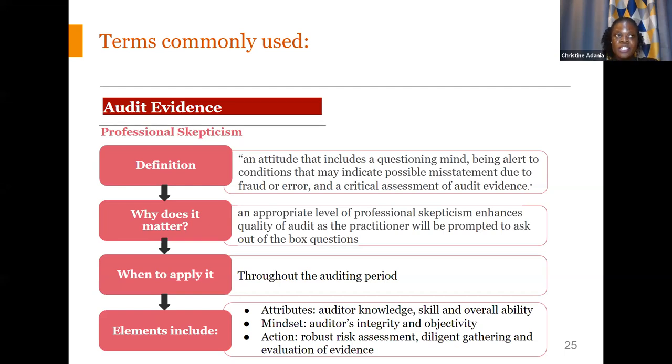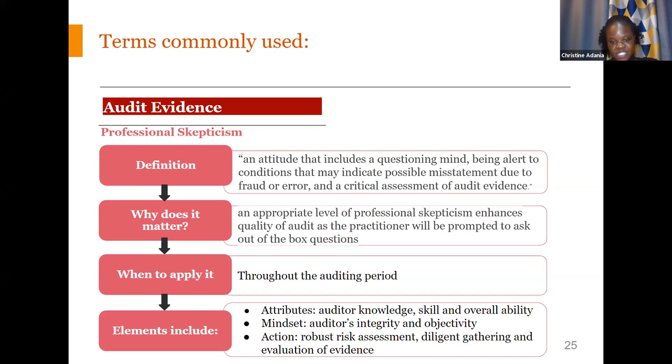Yeah. So ensure that if you see something amiss, and this actually requires you to keep your antennas very, very high, your ears on the ground, be alert, be alert. And when do you apply it? Throughout the entire auditing period. And for some of the IT auditors that would sit within the business or as part of internal audit, you will have to apply it in your everyday life. Every time when you're walking, every time when you're breathing, you would have to be skeptical.